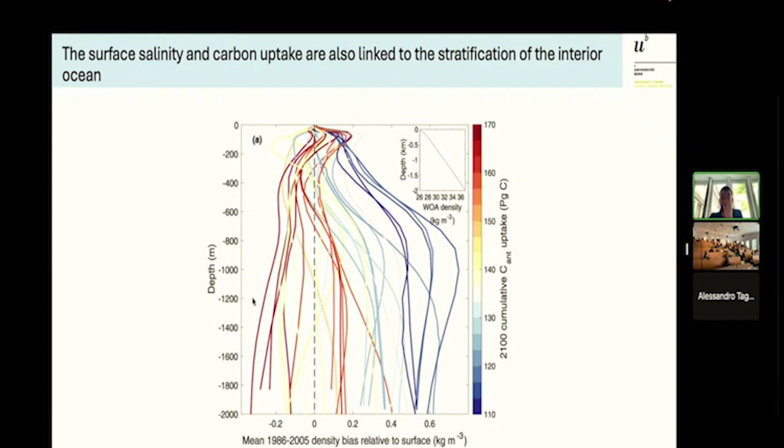You can just by eye see that models with the highest uptake are less stratified and that it's easier to move water from the surface to the deep ocean, and that models with a very low uptake have a very high stratification, a stronger gradient from the surface to the deep ocean, and hence ventilation in these models is probably much more difficult. It follows the same ideas and comes to the same results, showing that interior physical observations or surface ocean observations lead to the same conclusion: that the ocean will take up more carbon than we thought based on previous estimates.